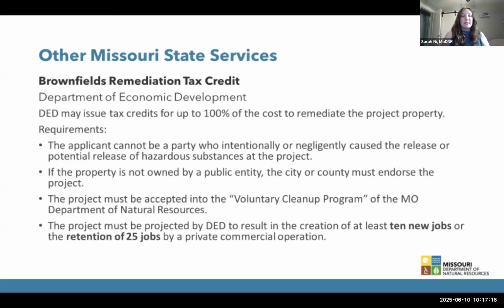Now, a few other Missouri state services. Missouri also has a Brownfield remediation tax credit, and this is through our Department of Economic Development. It can cover up to 100% of remediation costs. This does not have to be owned by a public entity, but the city or county must endorse it. This does not benefit anybody who purposely caused the release of a hazardous substance. And also, the project must result in the creation of at least 10 jobs or the retention of 25 jobs by a private commercial operation in order to be issued those tax credits.